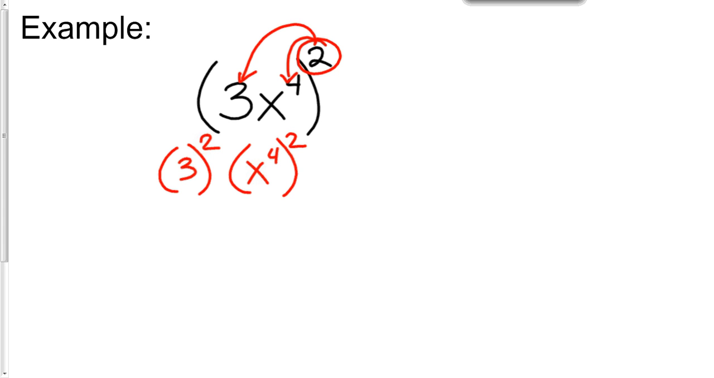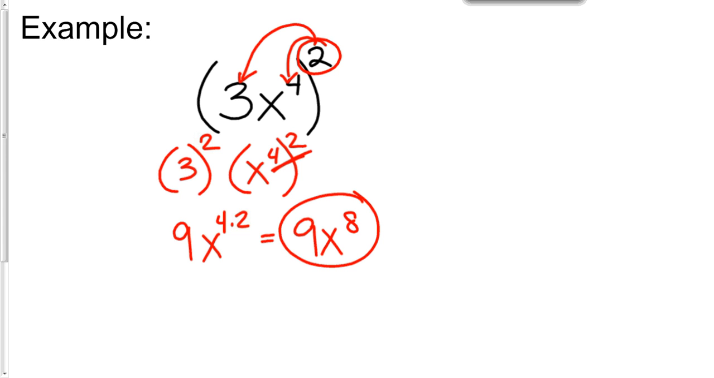3 squared gives us 9. Here we've got two exponents on the same base, so I'd have x to the 4 times 2, which would give me 9x to the 8th power.